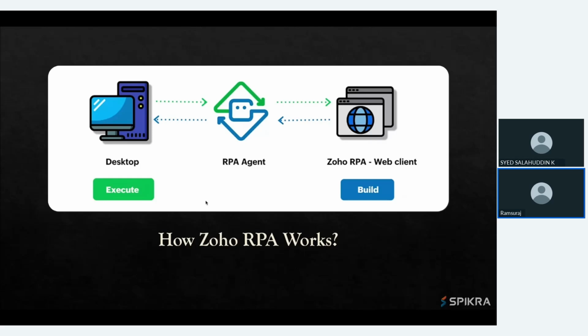So the execution model is this. When a flow is triggered, you can trigger the flow manually, schedule it, or even use webhooks. The Zoho RPA cloud instructs the agent and performs the task step by step. You get the logs and screenshots there. Using that, you can audit your trails for each and every bot run.